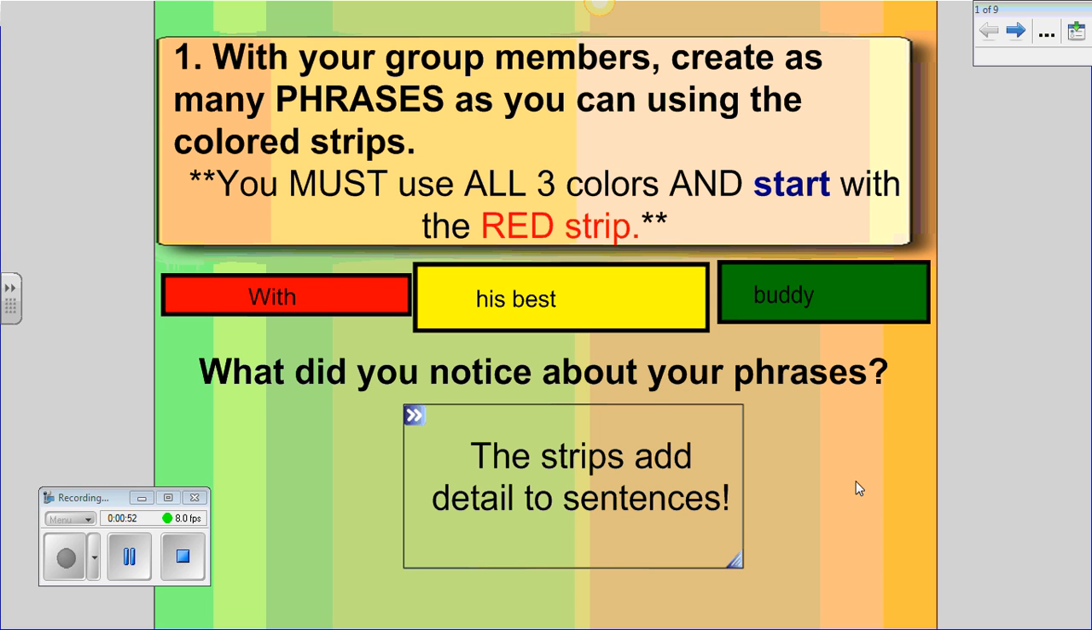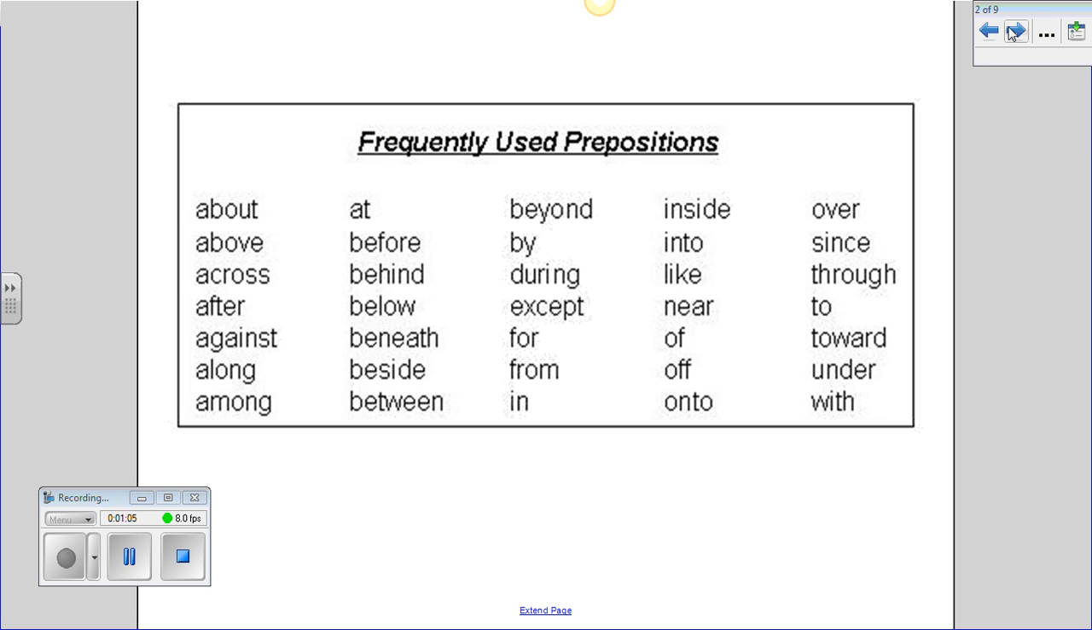Here, in "with his best buddy," that's just giving me more information about what's going on in the subject of our sentence. We are going to start by focusing on the word that's in red. These words are called prepositions. Here is a list of frequently used prepositions. It may be helpful for you to jot these down in your notebook in the grammar section. Please make sure that you label this prepositions.